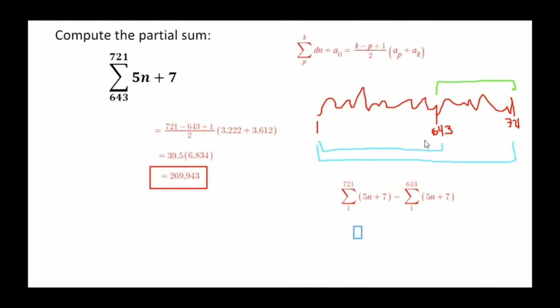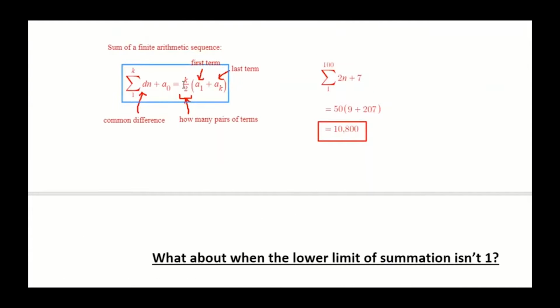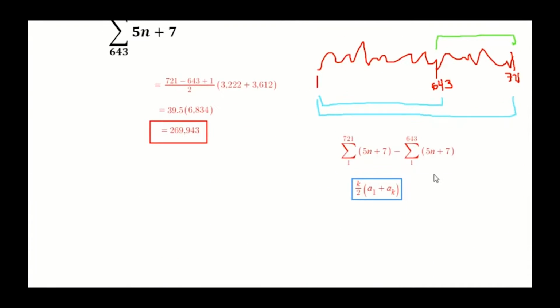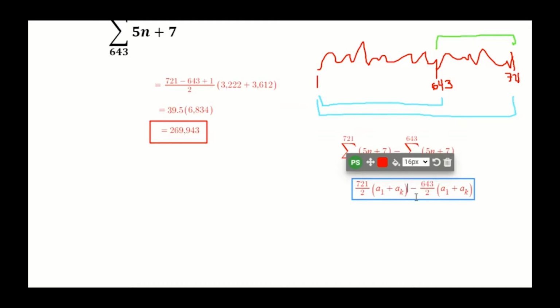We would want to compute both of these separately. So let me go ahead and steal this little equation over here, and we'll say minus the other one. Okay, now these are actually going to be different k's. I'm not going to write this generically, but let's see. So 721, 643. And then let's go ahead and compute these values right here.